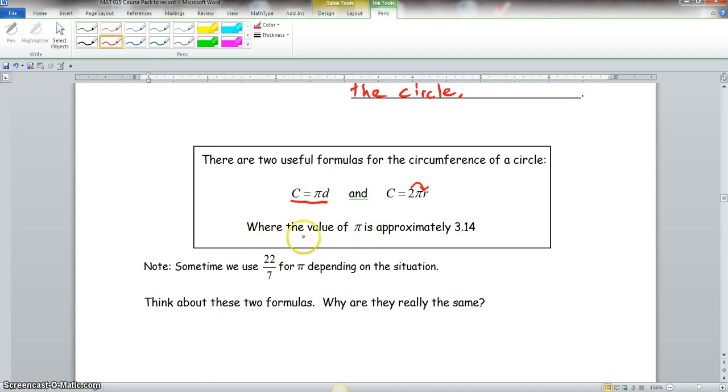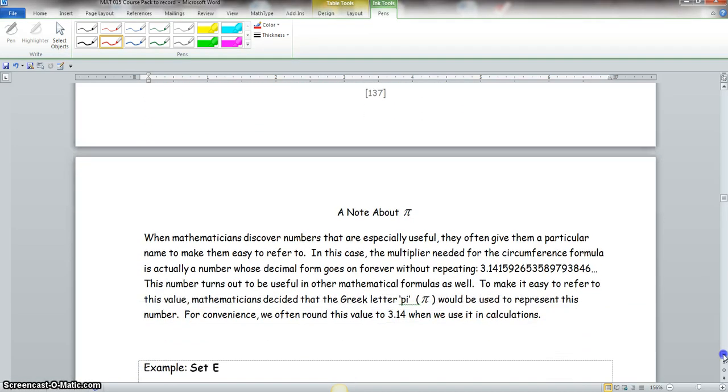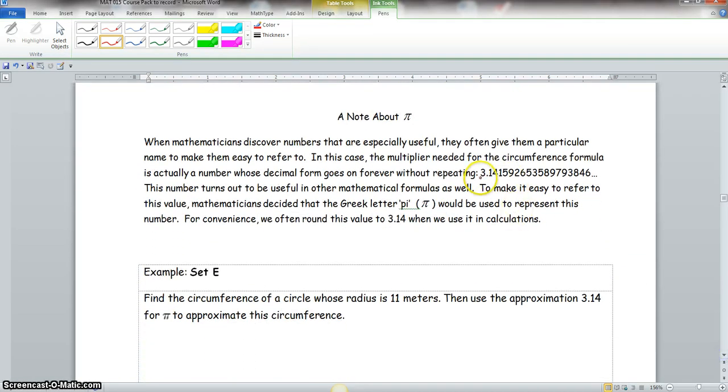It says where the value of pi is approximately 3.14. Pi goes on forever, so we approximated to 3.14. It says, note, sometimes we use 22/7 for pi depending on the situation. Now, let's scroll down here. Now, if you look here at this number about pi, pi still goes on even past this number here, but we just rounded to 3.14.